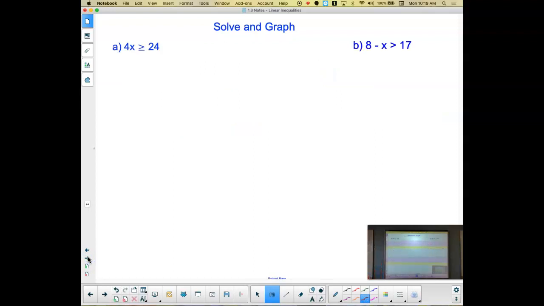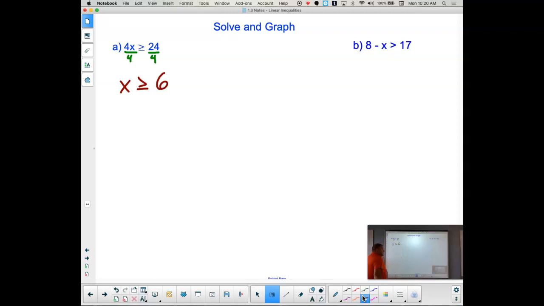So, solve and graph these. Same as what we were doing with algebraic ones. Here I want to get x by itself, so I'm going to divide both sides by 4. When I divide by 4, I get x here. My sign does not flip in this case because I am dividing by a positive number. So my sign stays greater than or equal to. 24 divided by 4 is 6.